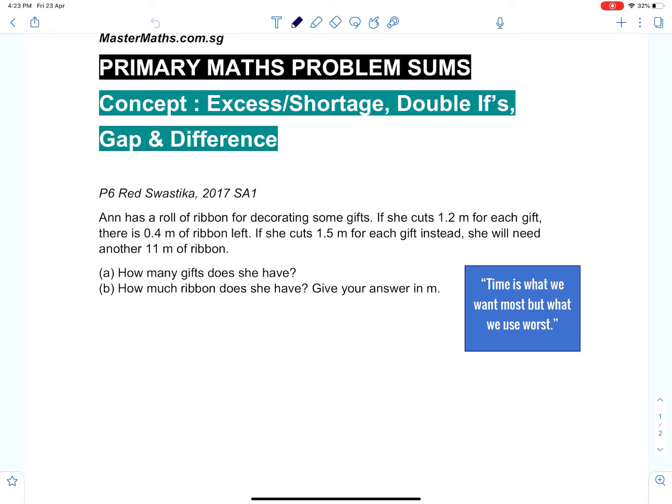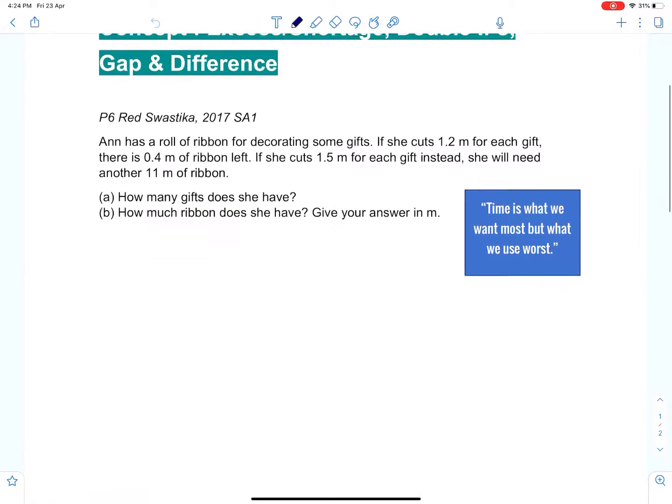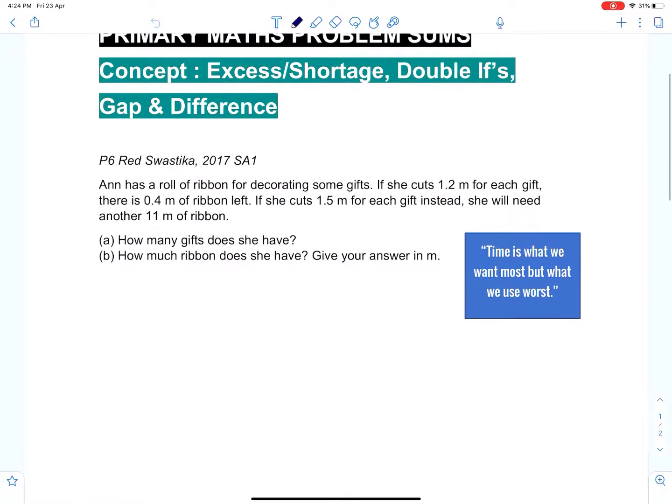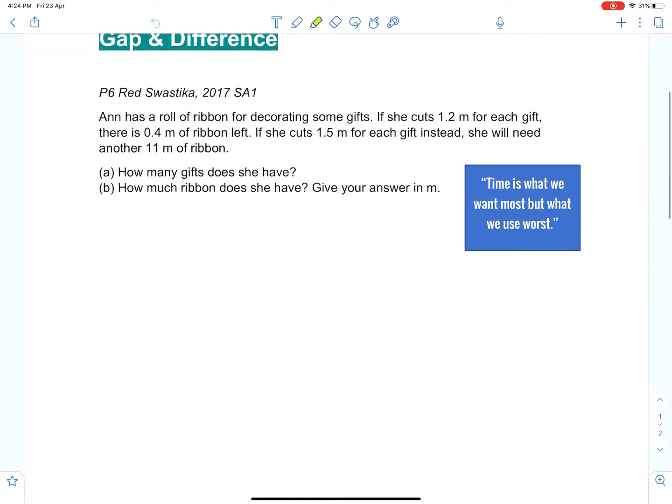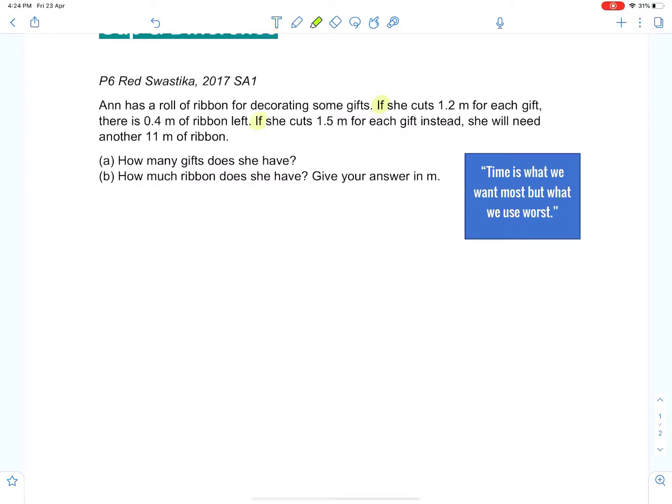Now let's discuss this question. Anne has a roll of ribbon for decorating some gifts. If she cuts 1.2 meters for each gift, there is 0.4 meters of ribbon left. If she cuts 1.5 meters for each gift instead, she will need another 11 meters of ribbon. How many gifts does she have? Now, how do I know that this is an excess, shortage, gap and difference type of problem sum? The keyword is the double ifs. There will be two scenarios.